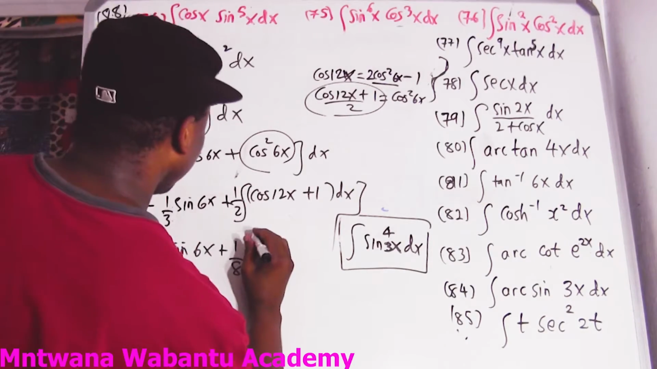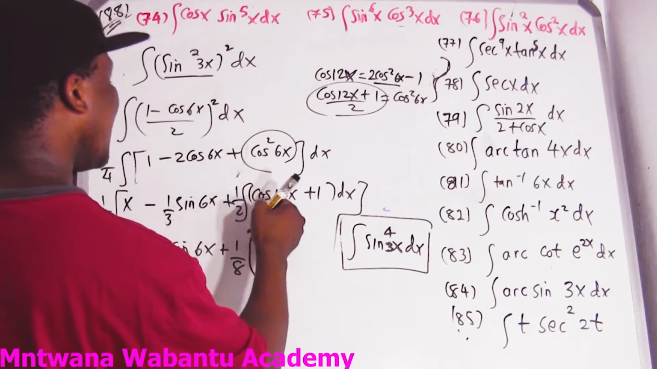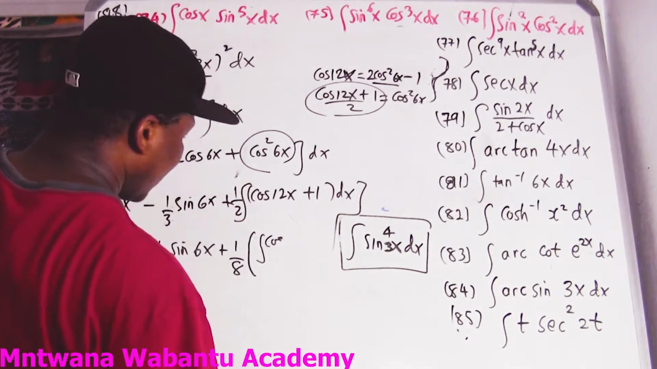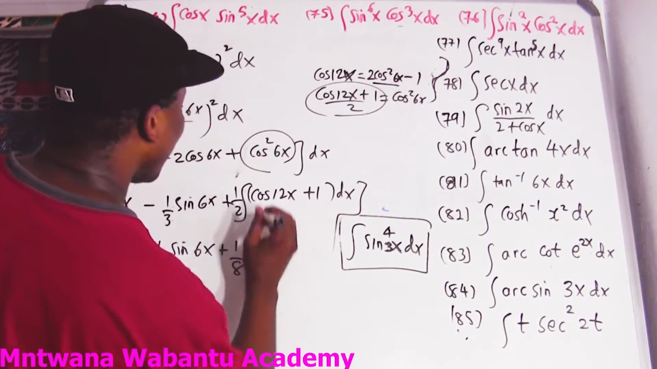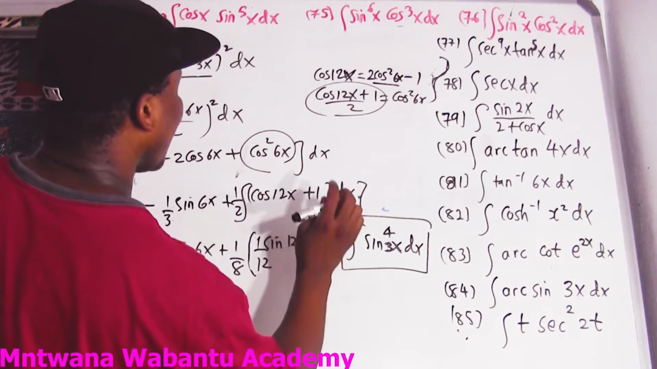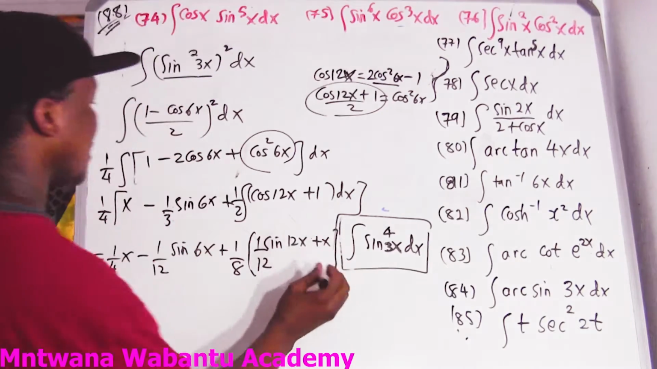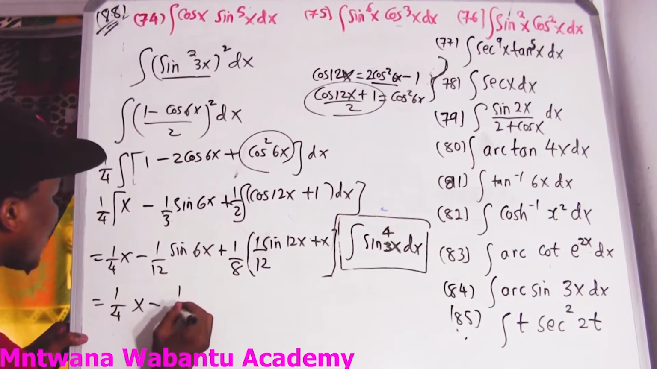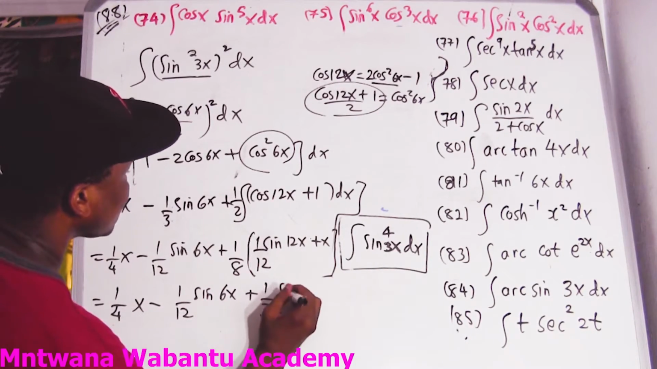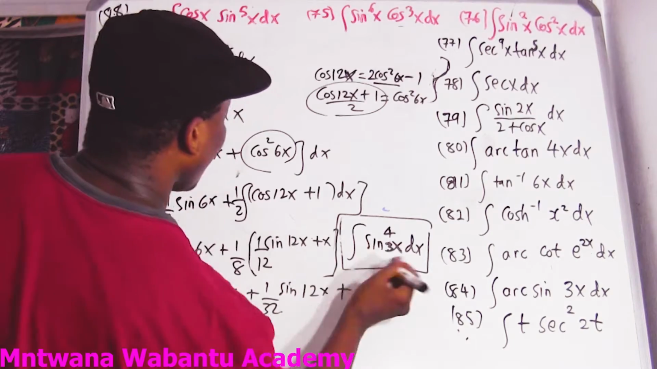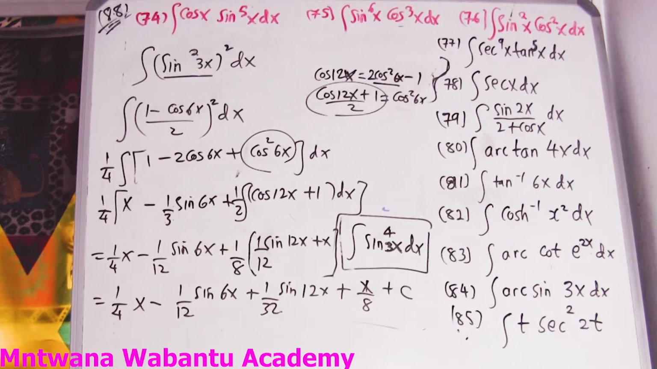Now, we can separate this. Now, the integral of this one, cos, I can do straight. Let me just do straight, okay. Integral of cos 12x will be 1 over 12 and then sine 12x. Now the integral of this will be just x, so plus x. So this is 1 over 4x minus 1 over 12 sine 6x, and this is going to be 1 over 32, 1 over 8, x over 8 plus constant c. So that's how you do it. So we're done with question 88.